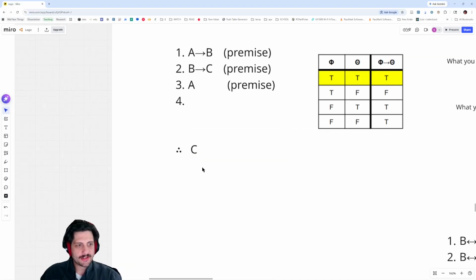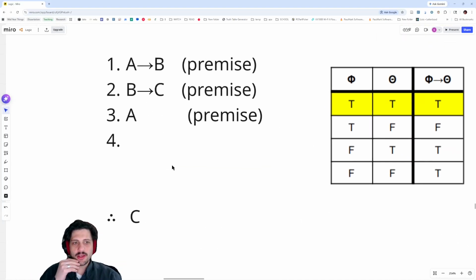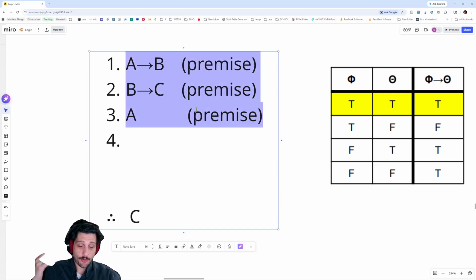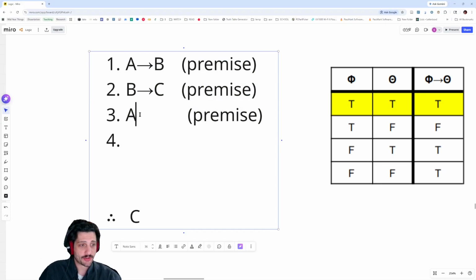Suppose I have this argument here, right? I'm assuming that A leads to B. I also think that B leads to C. And further, I think that A is actually true. These are all the premises we're starting with, that we're supposing at the outset.